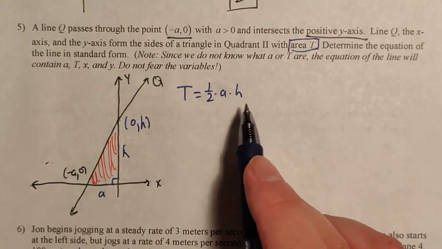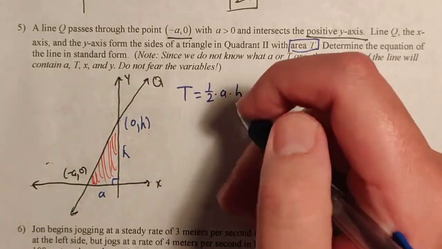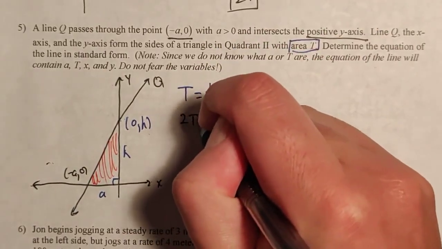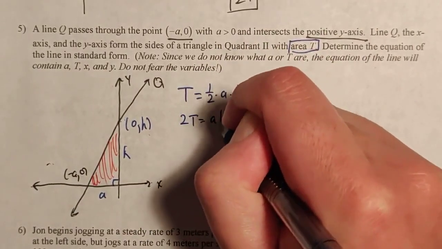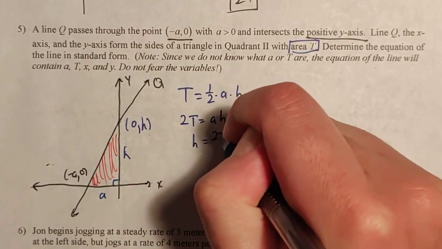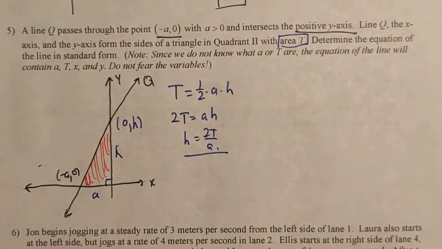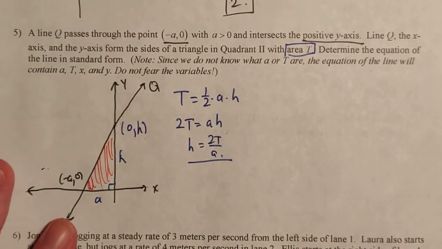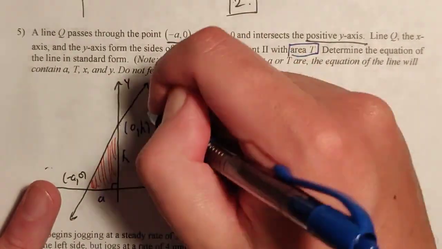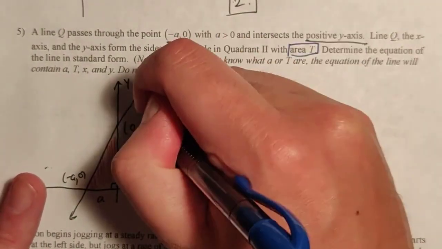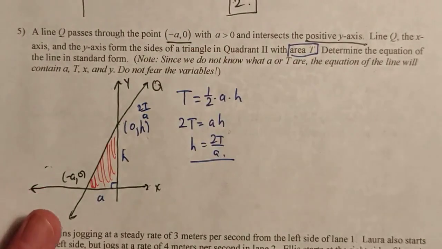Now, remember, I'm solving for h here because we are given a and t. So in this case, we can go ahead and set that up. We have 2t is equal to a times h. So therefore, h is 2t over a. Now, that's a minor victory. That's going to help us out immensely. So therefore, we know that this point is actually (0, 2t over a).